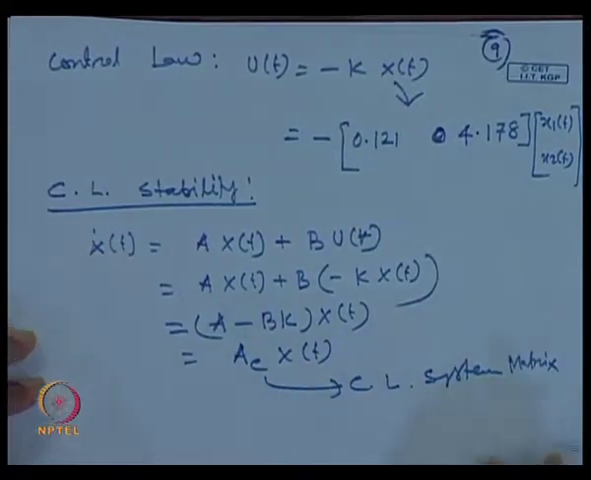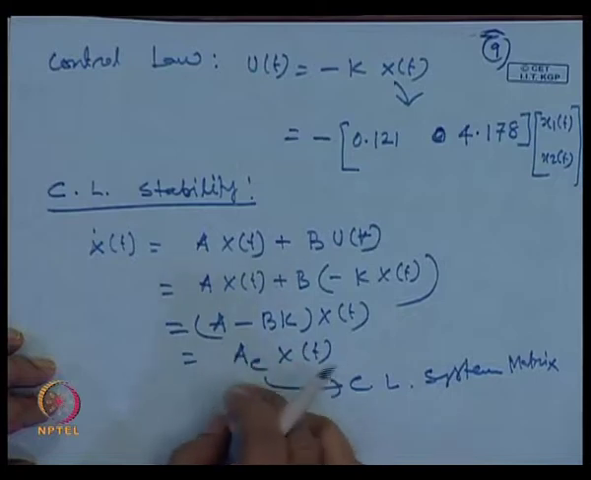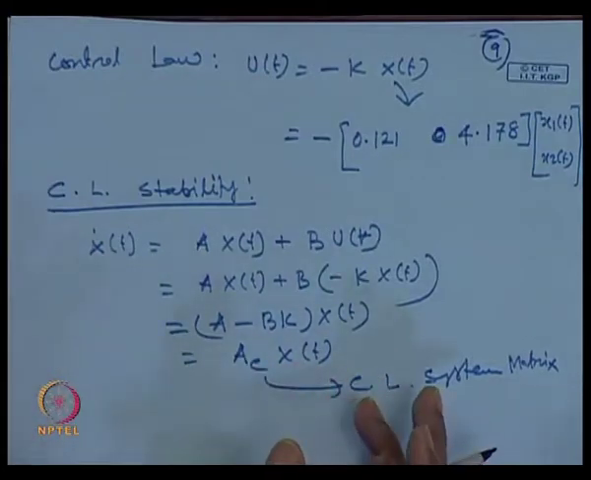Now, whether the system is stable or not, you just find out the eigenvalues of this matrix. If the eigenvalues of this matrix have negative real parts, then the system is stable. So, find out the eigenvalues of this matrix, the closed loop system.